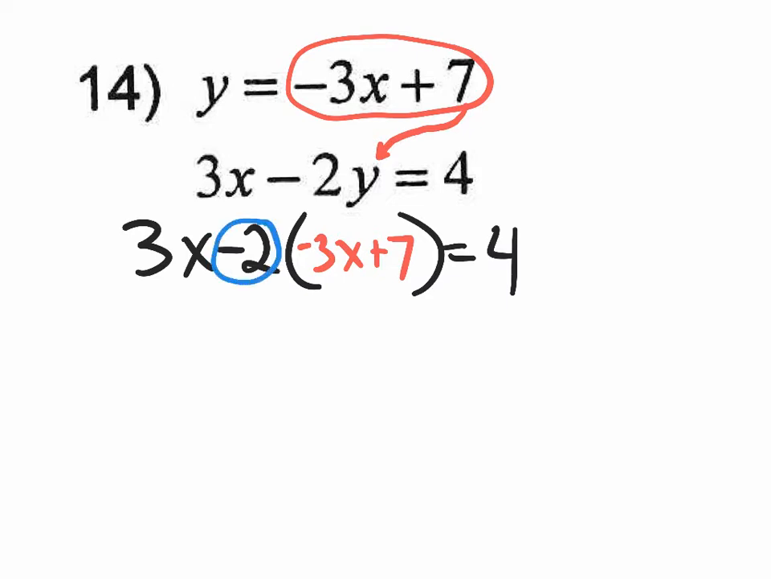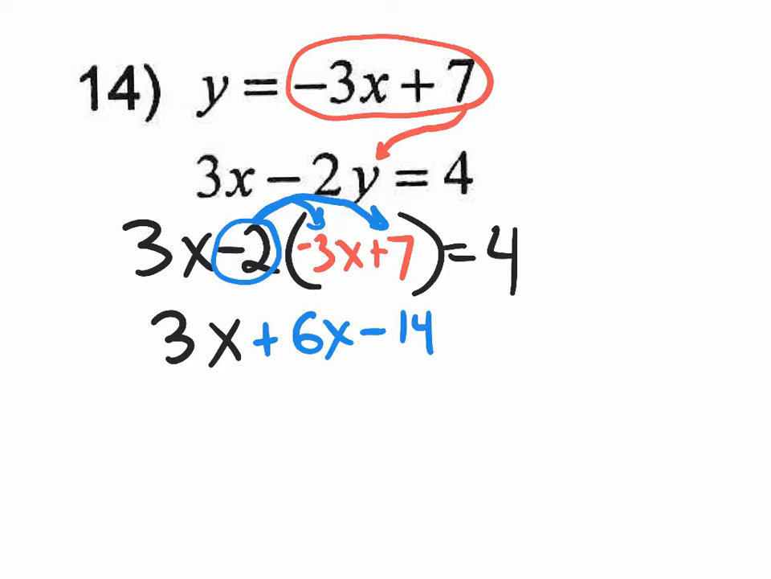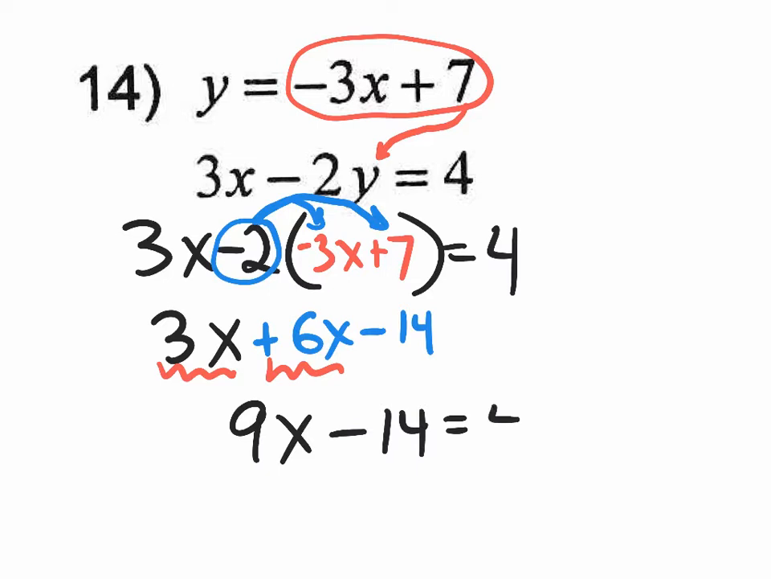There's a minus 2 out there in the front. Negative 2 times negative 3x, that's a positive 6x. Negative 2 times positive 7, that's a negative 14. Bring down the 3x. Out of those three terms, you could combine the 3x with the 6x. And what do we get? 9x's. And we still have the minus 14, and we still have the equals, and we still have the 4. Minus 14 equals 4. Okay, so plus 14 to both sides.